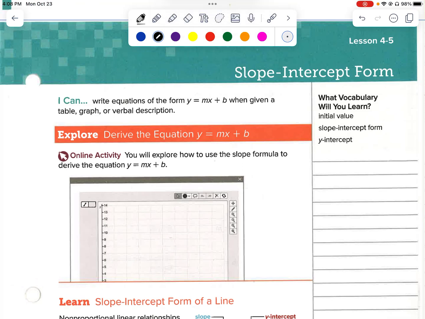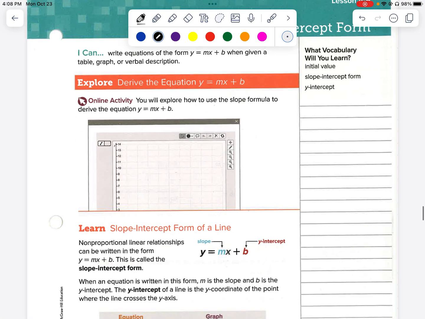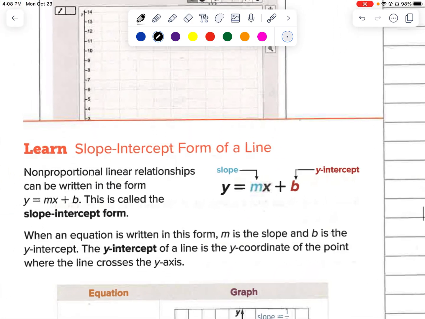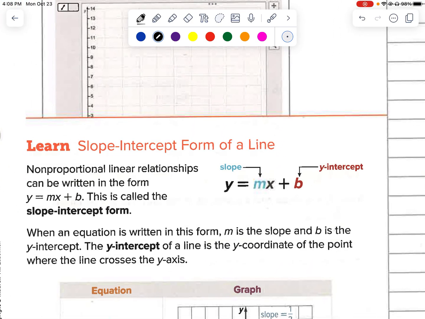Slope-intercept form. So we've been talking about slope and what it looks like, but today we're going to be talking about the y-intercept. Proportional, if you remember, when we talked about proportional, it always went through 0, 0. So now we're going to be talking about non-proportional, okay? So this time it's not going to go through 0, 0.